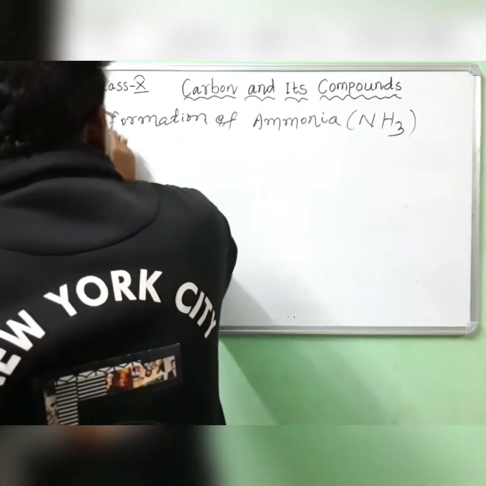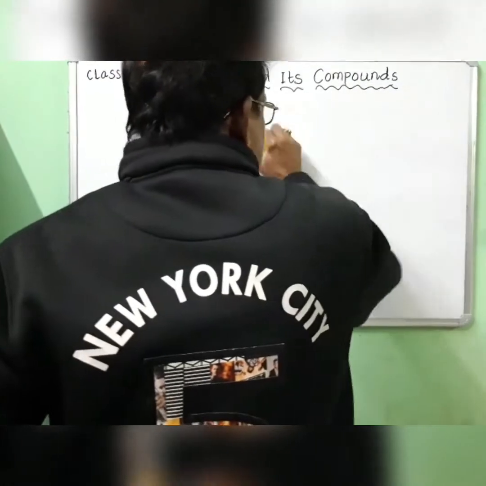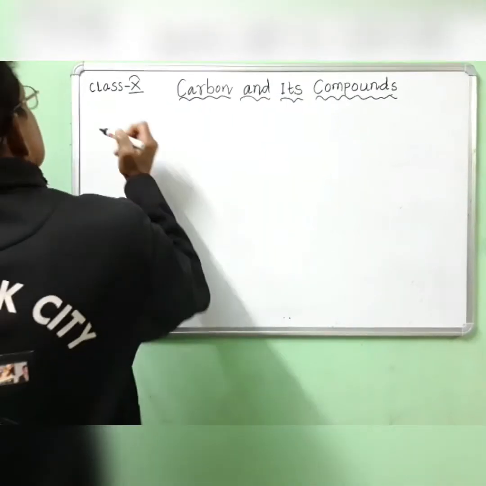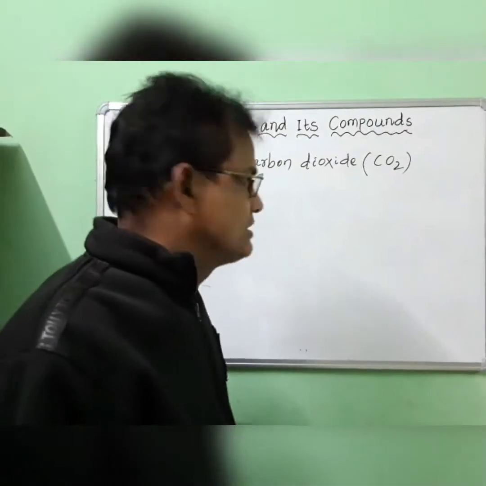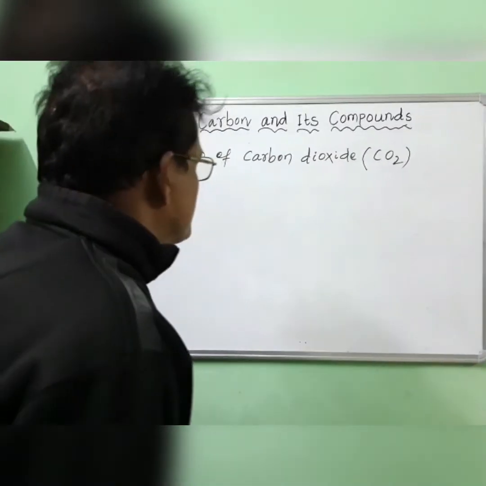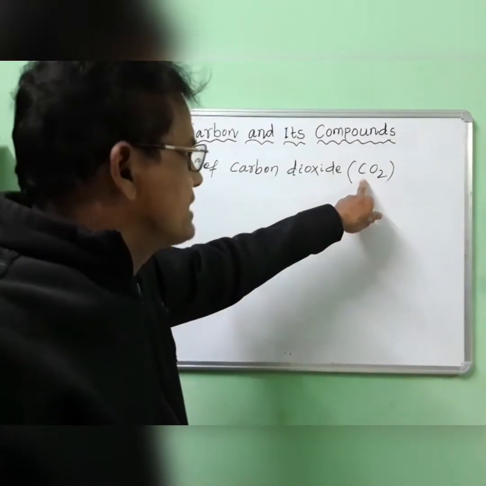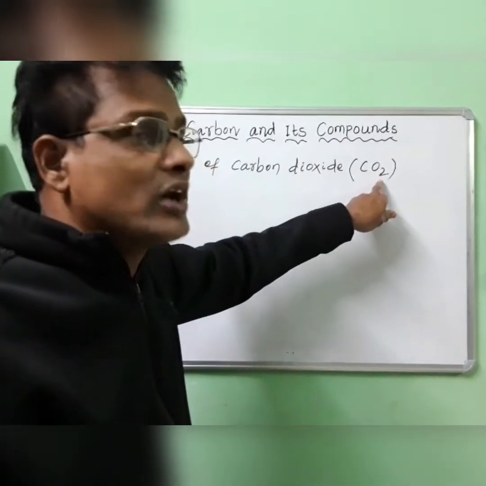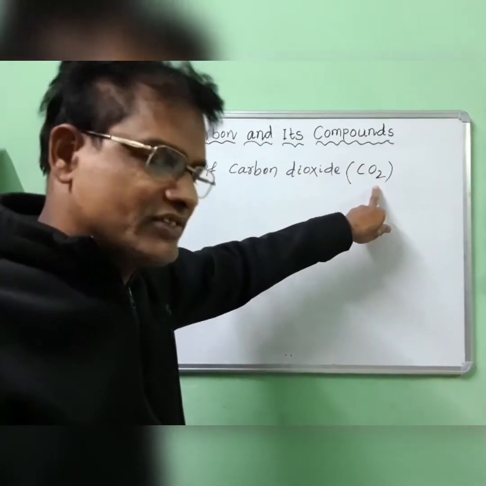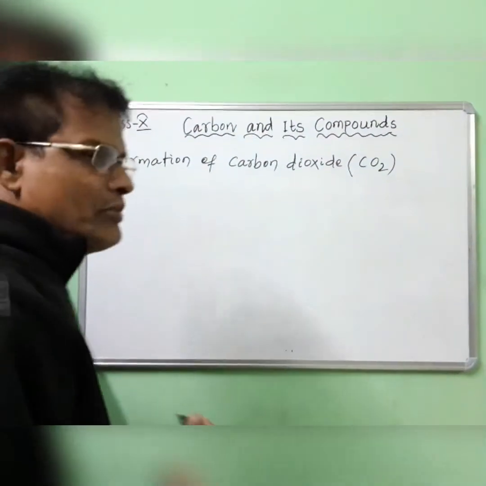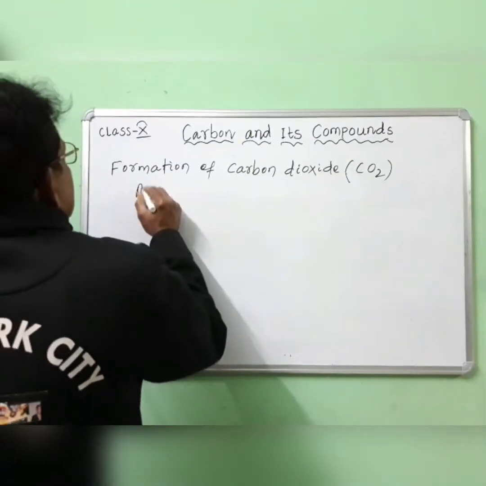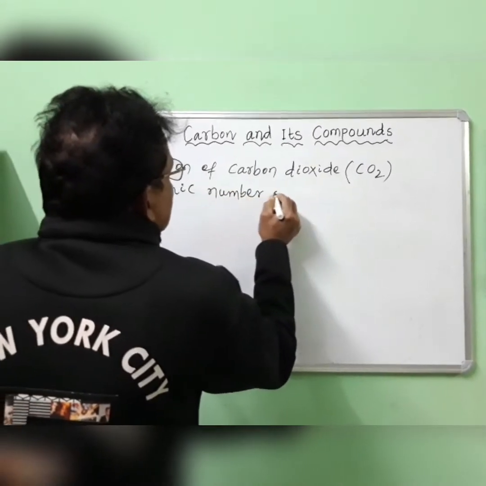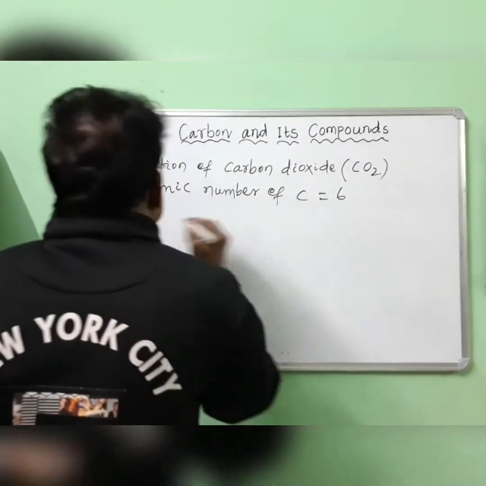So next, formation of carbon dioxide. This is also a covalent compound. Formation of carbon dioxide, that is CO2. Okay. So here is one carbon atom. A carbon atom combines with 2 oxygen atoms to form carbon dioxide. We have already known that the atomic number of carbon is 6.